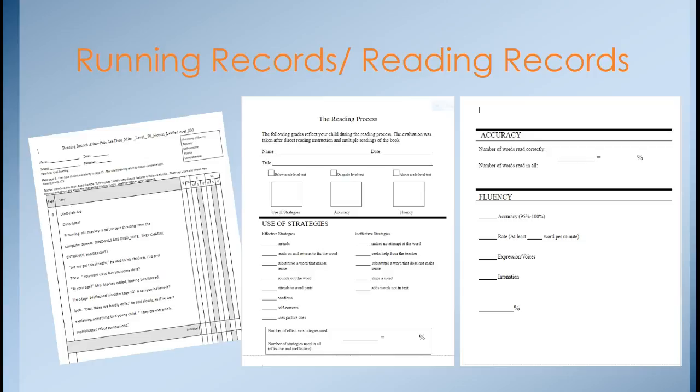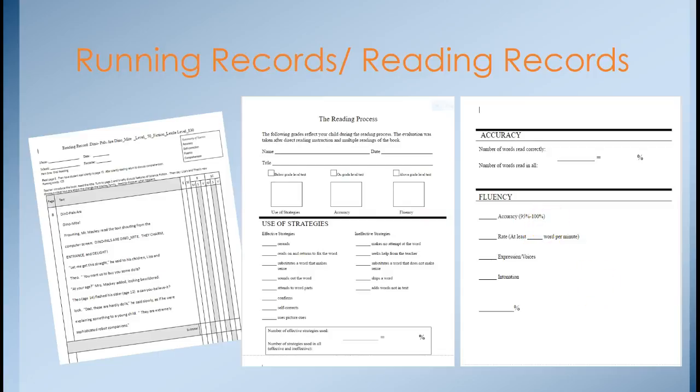It gives you 3 grades. As the students do the running record or reading record, after they do that, you look at the effective strategies they used and the ineffective strategies they used. Then you take the number of effective strategies used and the number of strategies used in all, and you get a percentage, and that gives you a grade. Then of course the accuracy, which you always know how to get, gives you a grade. And then fluency is 95 to 100% on their fluency.